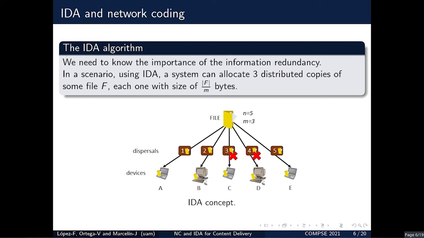I'm going to talk about the basic concepts. To understand the IDA algorithm, it's important to understand information redundancy. For example, in this figure, the file F is distributed in n vectors or dispersals. A dispersal is an independent vector. All devices receive a different dispersal, and any dispersal has a size of the number of file bytes over the value of the variable m, where the m variable is the threshold to produce the dispersals.